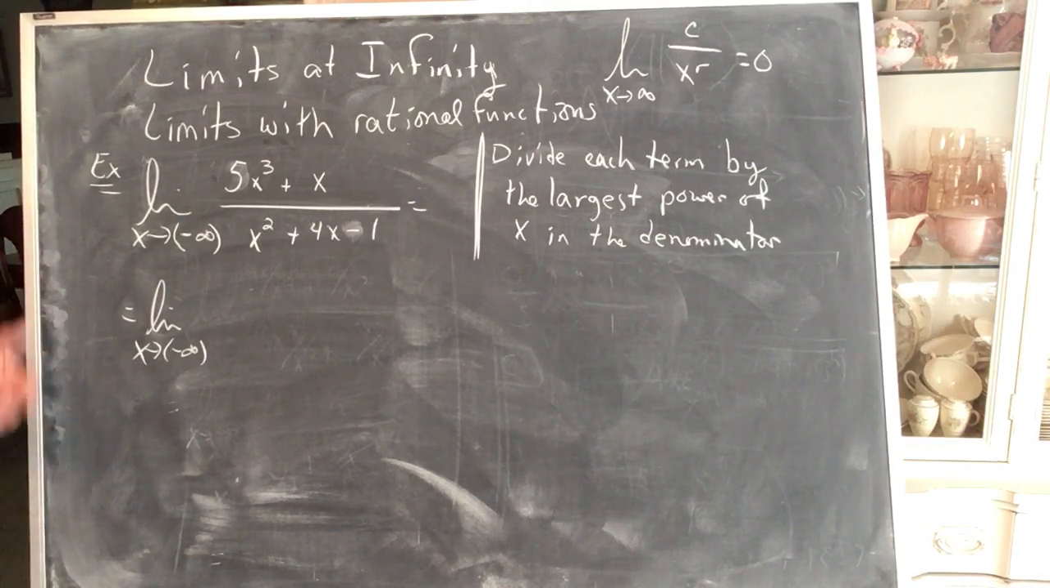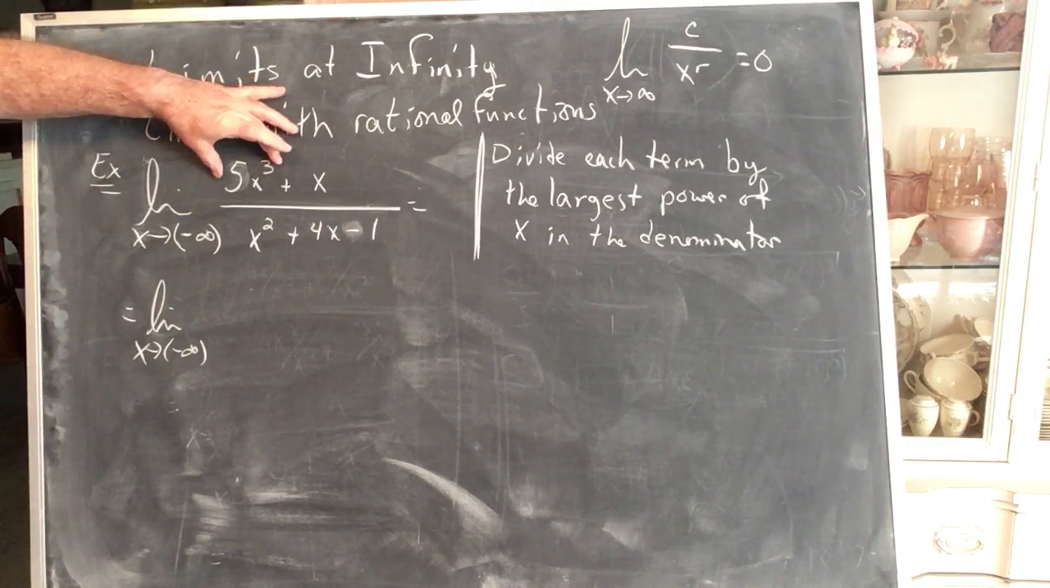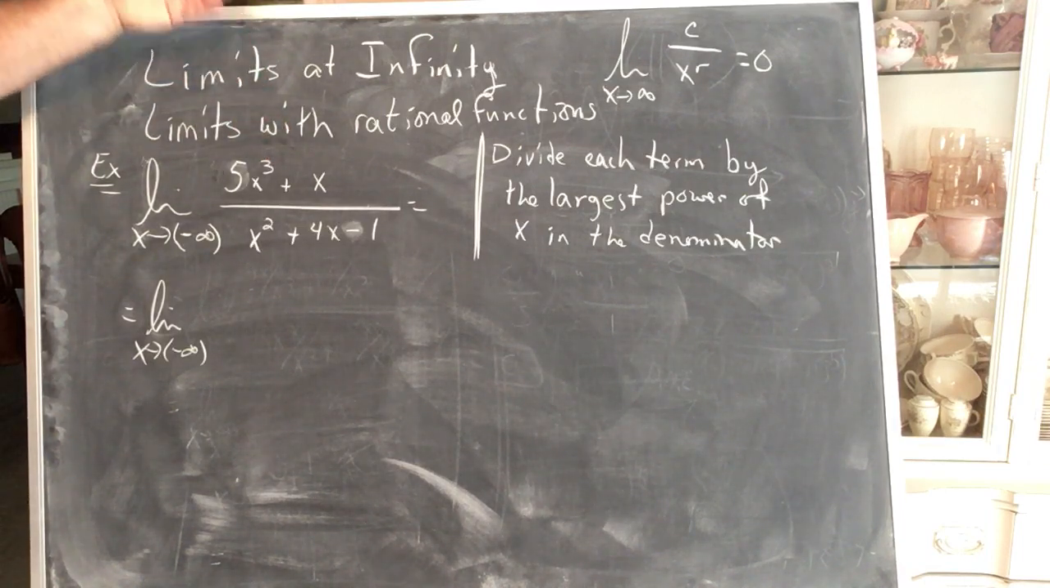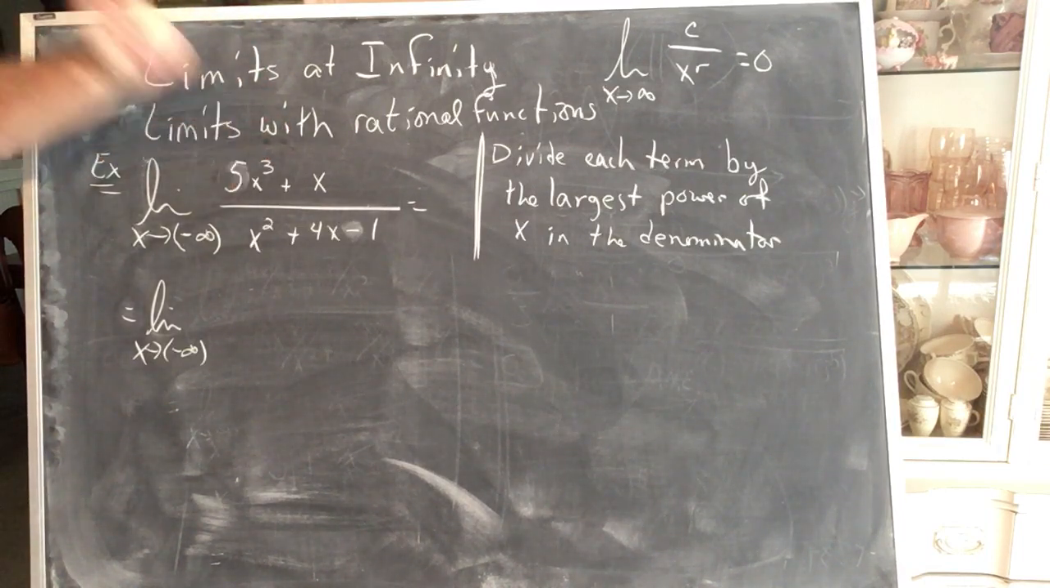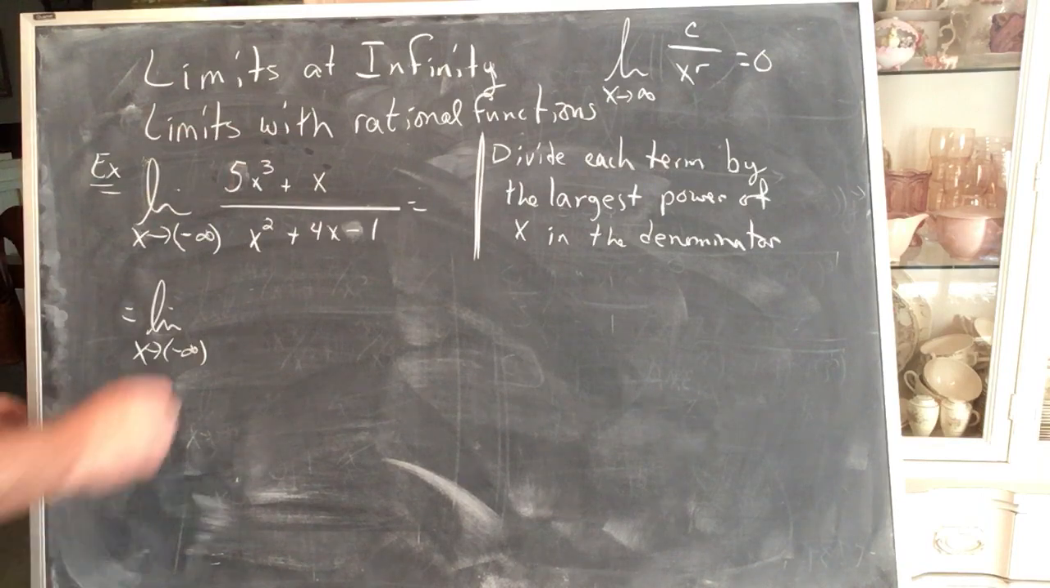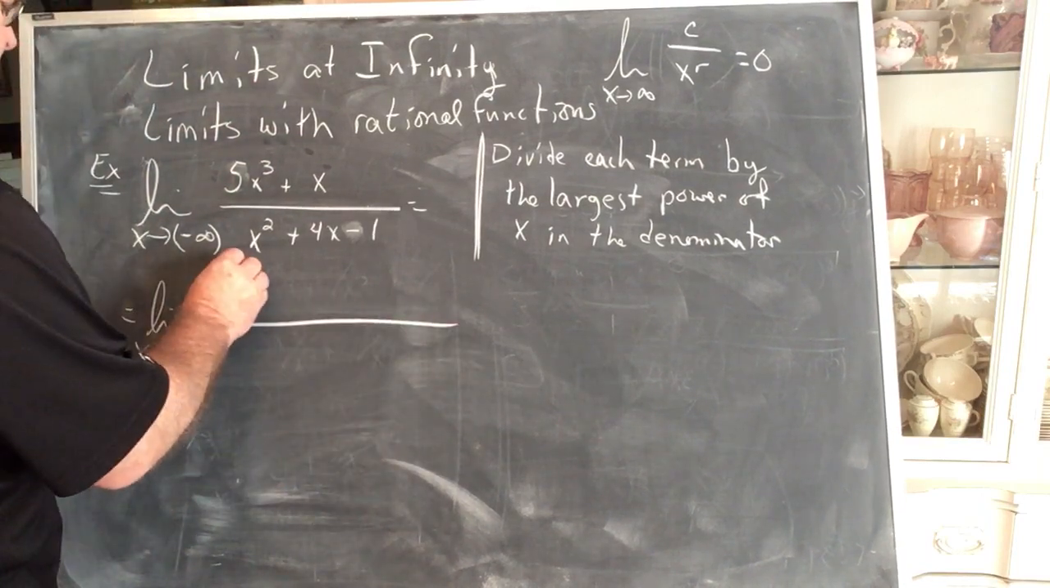The question is, what do we divide by? Not x cubed. It is not the largest power of x that appears anywhere. It's the largest power of x that appears in the denominator. So ignore this. Choose the largest power of x. We need the x to the second. So everybody gets divided by x to the second.